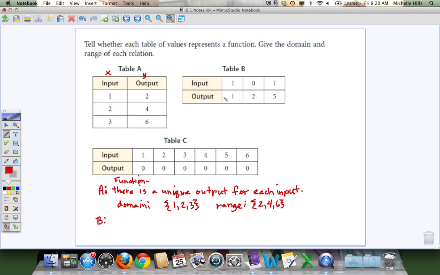B, I have to put C somewhere else. B is not a function because my x, my y, my input, the input of 1 here has an output of 1 here and an output of 5 here. So the same input has two different outputs. So B is not a function because the input of 1 has two different outputs.